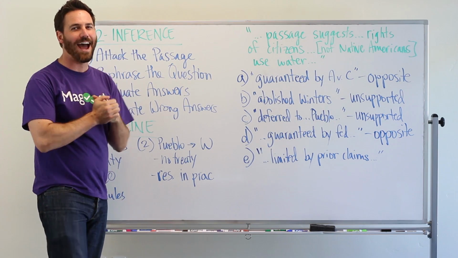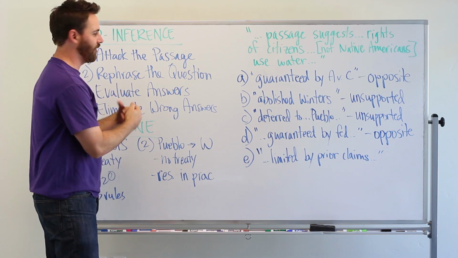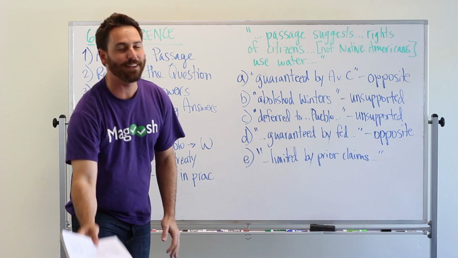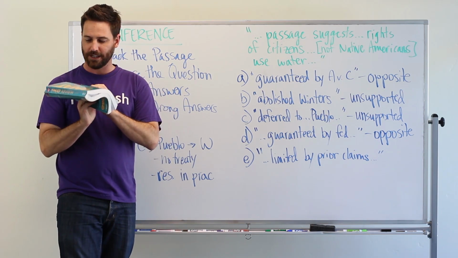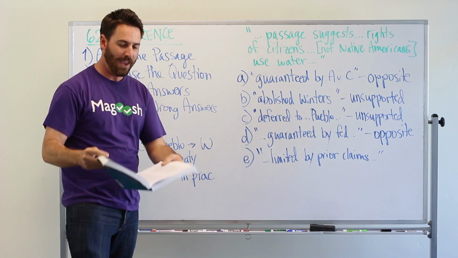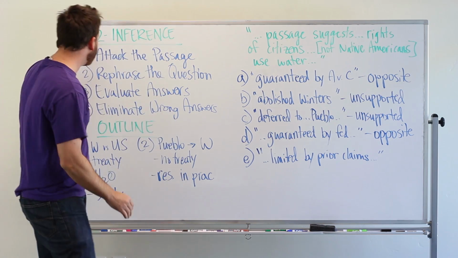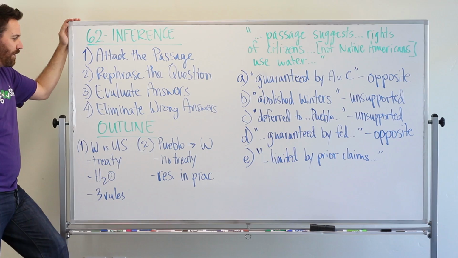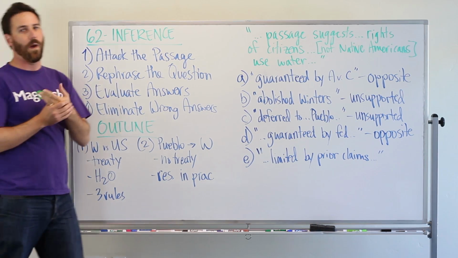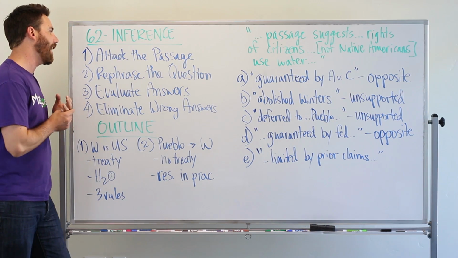Today, we're looking at the last question in our series going through the official guide to the GMAT, this one, with the green cover. It's the 13th edition. And we're looking at question number 62, which is an inference question, and a good one. So let's dive in and take a look.